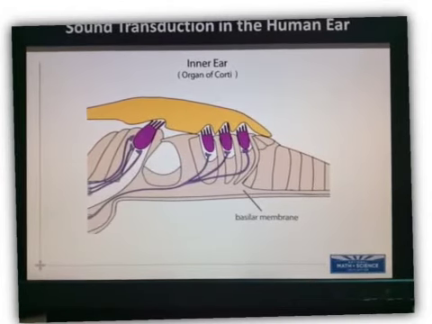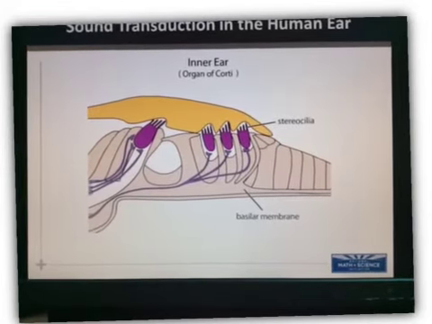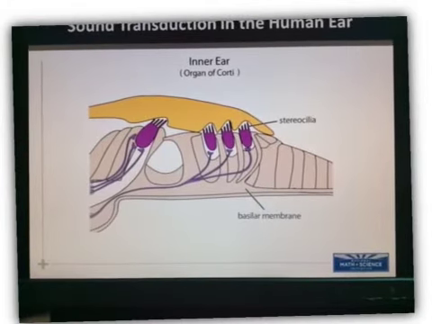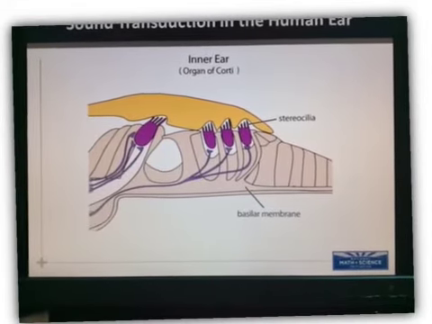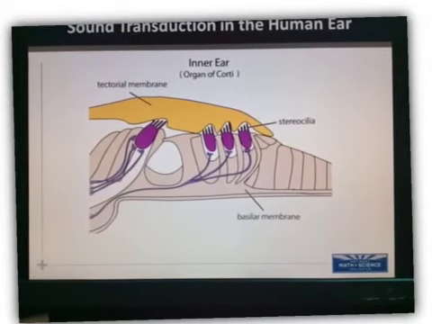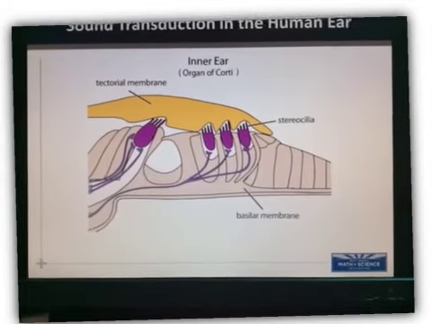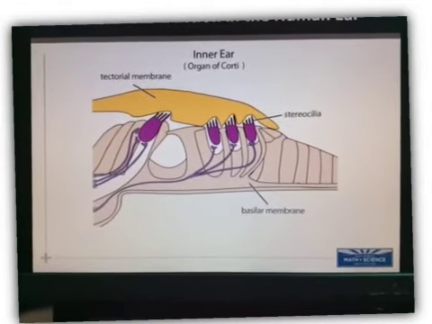The heights of the stereocilia increase progressively across the hair cell, so the tops approximate an inclined plane. Atop the organ of Corti is the tectorial membrane. The stereocilia of the outer hair cells extend into the indentations in the bottom of the tectorial membrane.